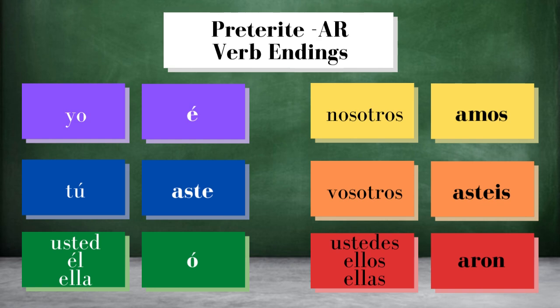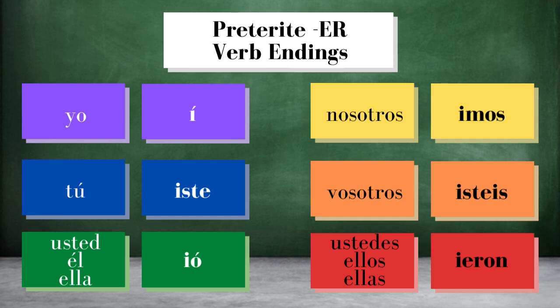Now let's review the conjugations for the preterite ER verbs. The ER verbs end with: yo ends in í, or the letter I with an accent. Tú ends in iste. Usted, él, and ella end in ió, with an accent on the O. Nosotros ends in imos. Vosotros ends in isteis. And ustedes, ellos, and ellas end in ieron.